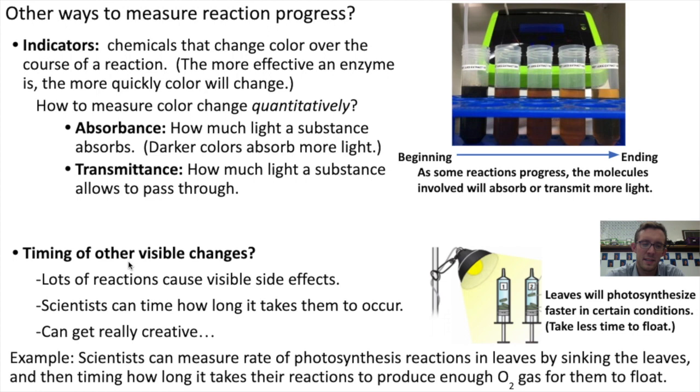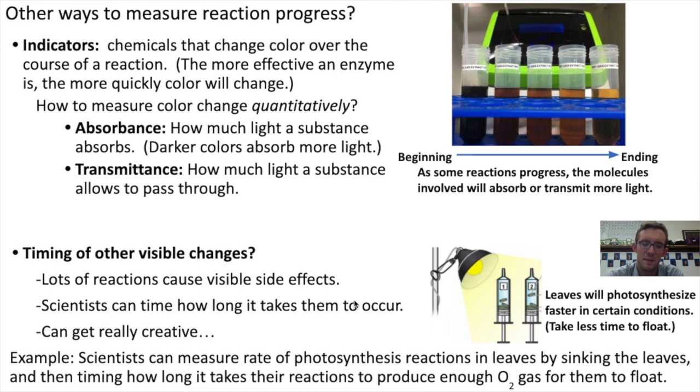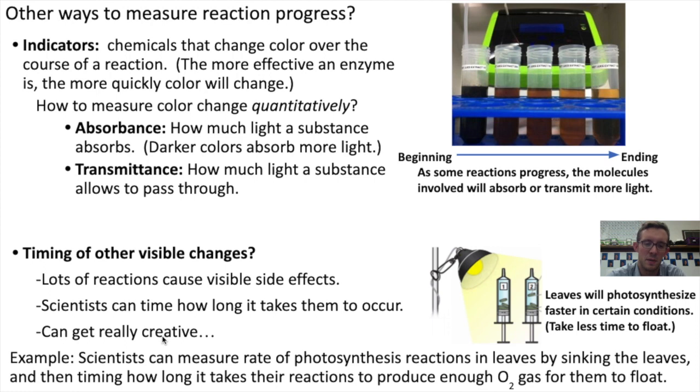And there are other ways that scientists can measure reaction rates too. Because lots of reactions cause visible side effects to occur, scientists can time how long it takes these effects to occur. So one example of this, scientists can measure the rate of photosynthesis reactions inside of leaves by sinking leaves to the bottom of a solution and then timing how long it takes the photosynthesis reactions to produce enough gas for the leaves to float. And so this is just one specific example, but what's worth emphasizing here is that scientists can get really creative in timing reactions. Depending on what the reaction is, there might be different visible side effects that scientists can time.